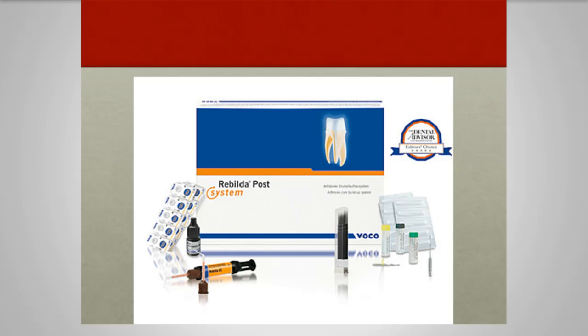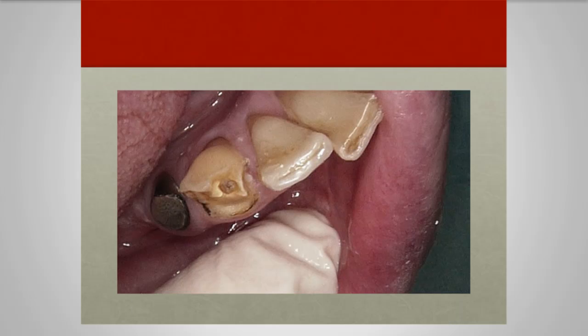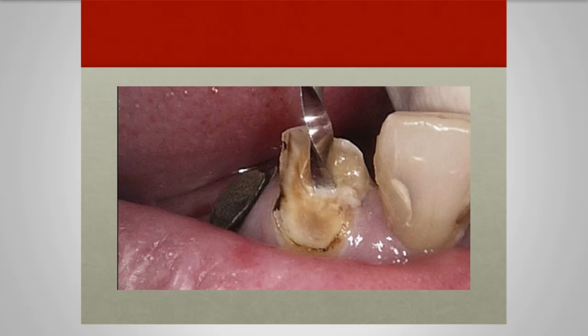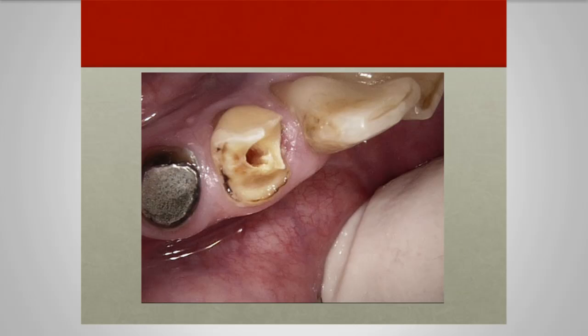And in this case, I said yes, and we are going to use Voco's Rebuild a Post system to rebuild this tooth. So here is, again, a different view looking down at the tooth. The post had come out, the core filling material had come out, and this is what we were left with. So I determined the twist drill that I wanted, and then I'm going to prepare the canal to accept the post.